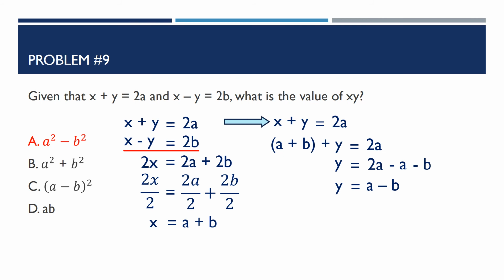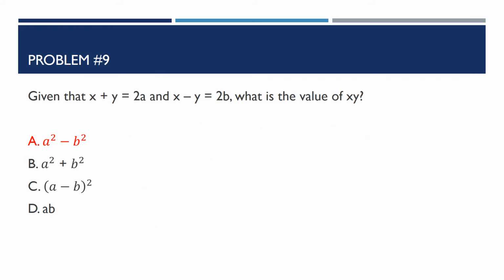So now we have the value of x and y, so we can get now the product of x and y. So let's continue. We have x is A plus B and y is A minus B, which we have solved already, and we're gonna have the value of the product of x and y. So let's multiply this A plus B and A minus B. So this is actually a difference of two squares.